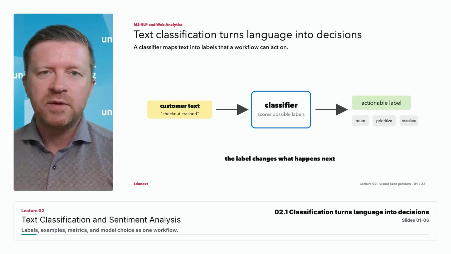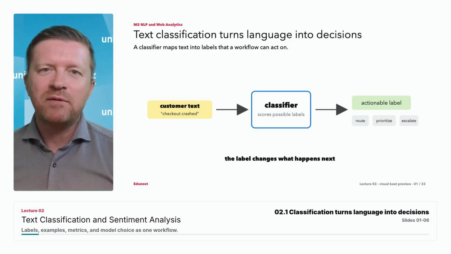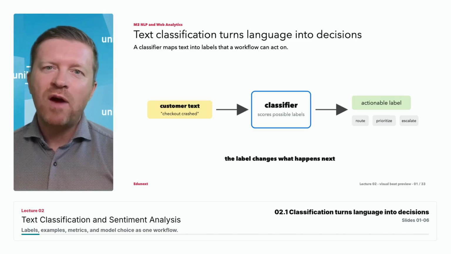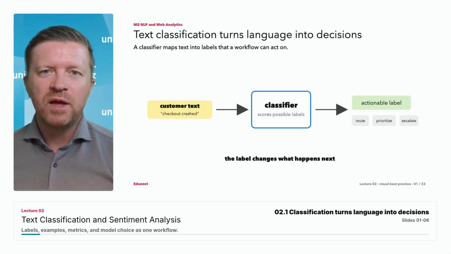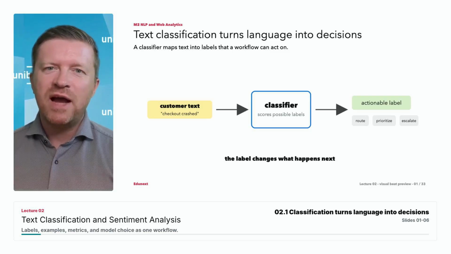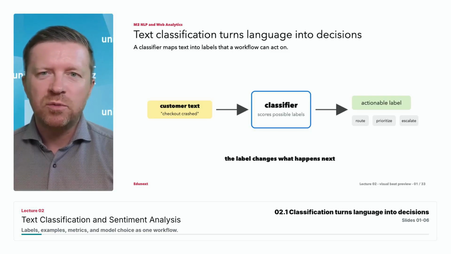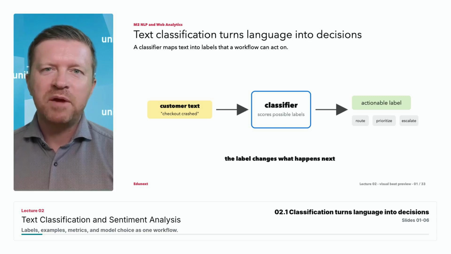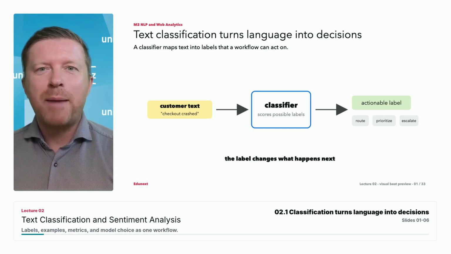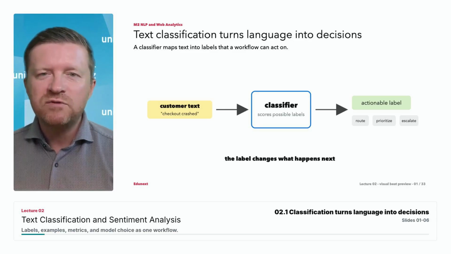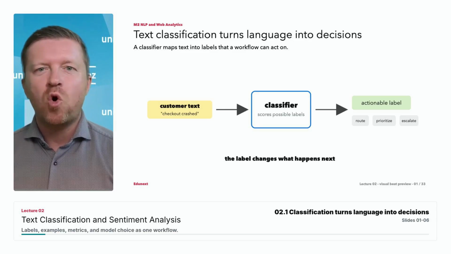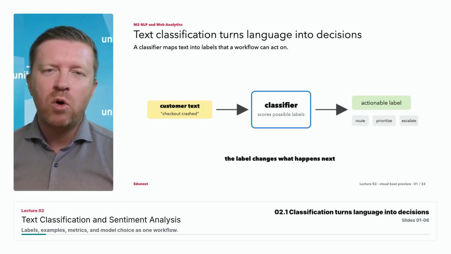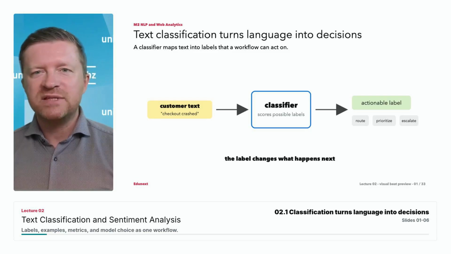For example, if the text is, "My invoice was charged twice," the useful output is probably not an essay about the customer's feelings. The useful output might be billing issue. If the text is, "The app crashes every time I export the report," the useful output might be bug report. And if the text is, "This is the third time this happened, I am done," the useful output may include escalation or churn risk. In each case, the model helps because it changes what happens next.